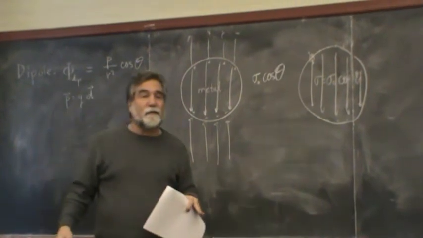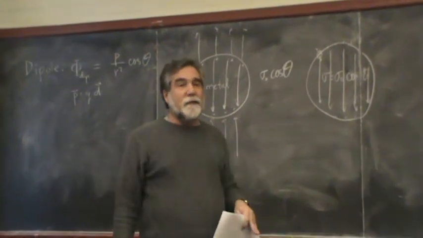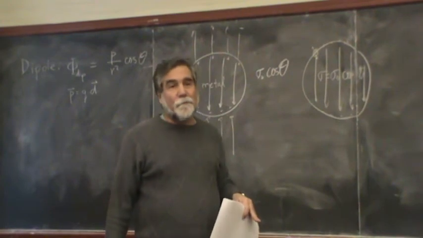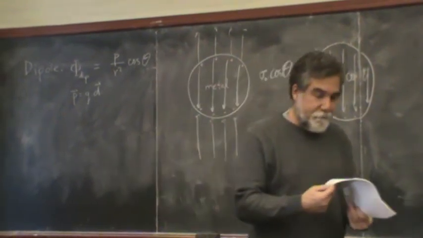Whenever we put a sphere of something in an electric field, it ends up polarizing in a way so that it looks like a dipole. Okay?